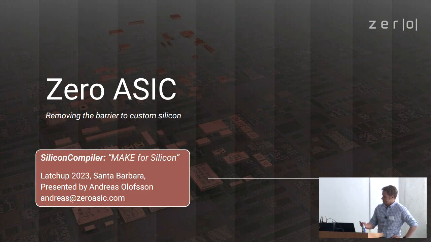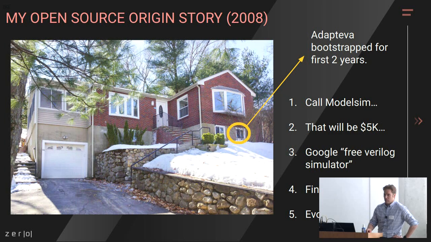Okay, so this is my origin story in open source, how I got involved. From 98 to 2008, I was at Analog Devices, all proprietary tools, and I never really worried about it. Somebody else did that for me. But then I started a company in 2008. And the first thing I realized was, okay, well, I've got no EDA tools. How do I write my Verilog code for my new processor that I'm really excited about?